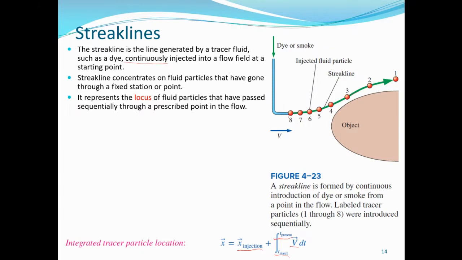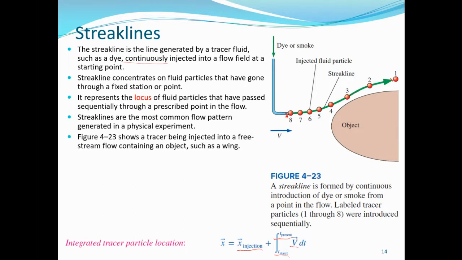Okay, and this is the point from here to here. So all the particles injected are following this path line, so it constitutes a streak line. Streak lines are the most common flow pattern generated in a physical experiment. In a physical experiment, normally we generate a streak line because normally we inject fluid particles, not just one particle. We inject them and then we trace the path traversed by these particles.